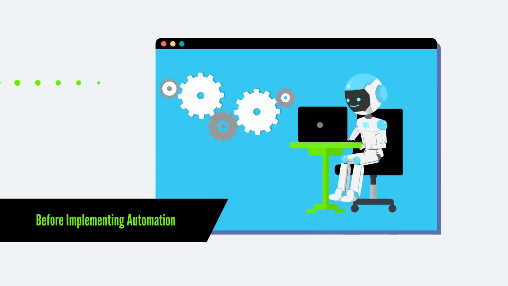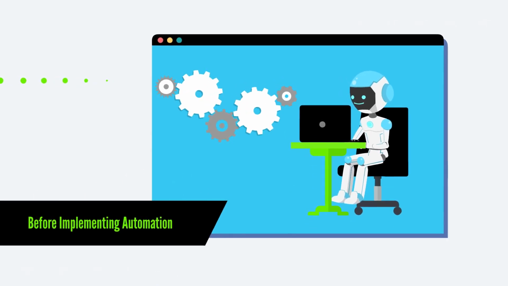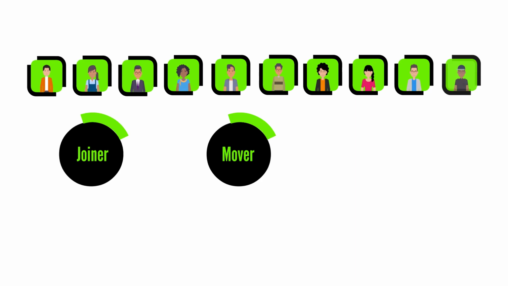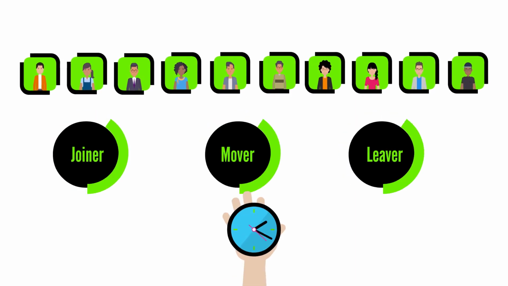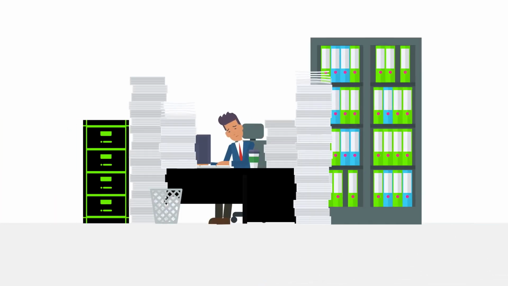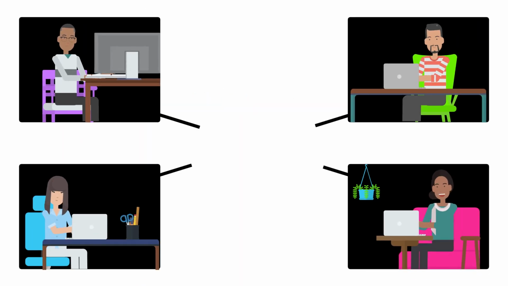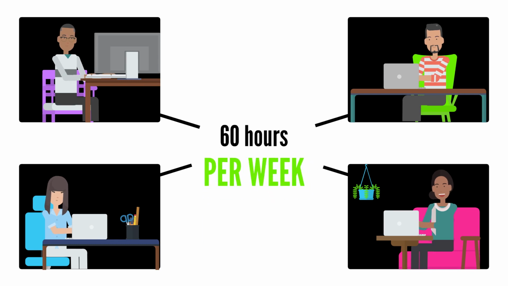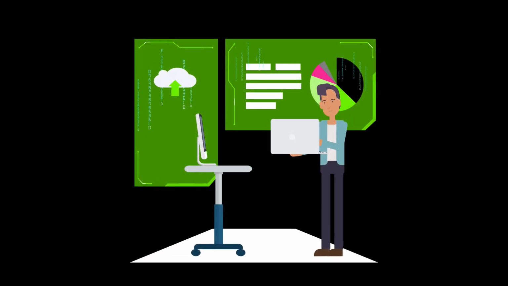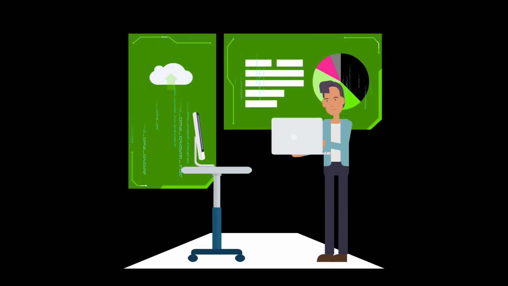Before implementing automation, it is typical to observe employee transactions, joiner, mover, leaver, consuming approximately 60 minutes per transaction. These processes are heavily reliant on manual efforts, time-consuming, and demand the involvement of at least 4 full-time employees, collectively dedicating over 10 hours per day. However, by deploying an automated system in the background, the HR and IT teams can reclaim more than 60 hours per week. Additionally, this automation ensures data accuracy and consistency.